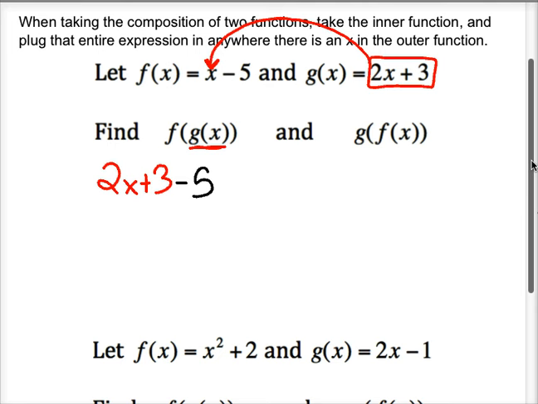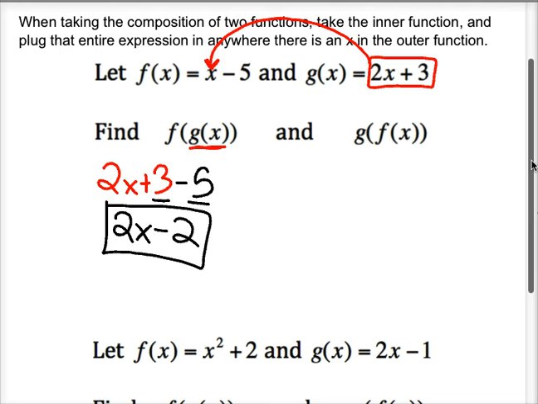And now I just have to simplify and combine like terms. So here notice 3 minus 5. 3 minus 5 is a negative 2. And now that I've combined my like terms, that's actually my answer. Because again, I'm not evaluating for a number. I'm plugging a whole function in for another function. So it's going to be a function in the end.